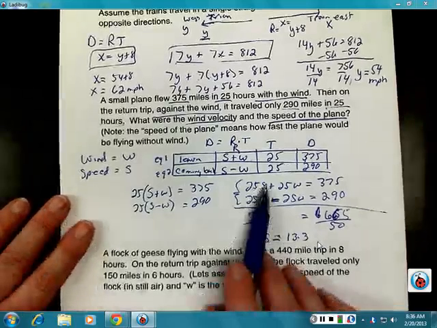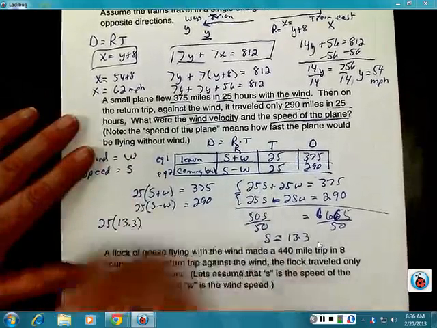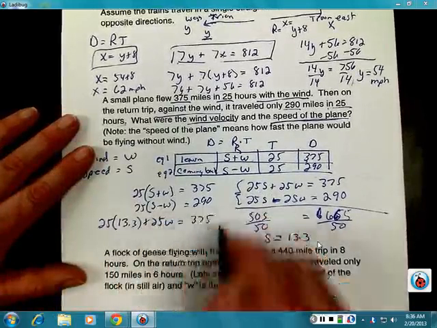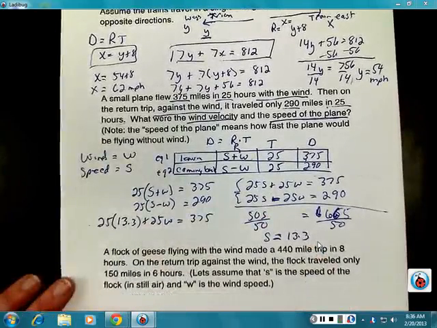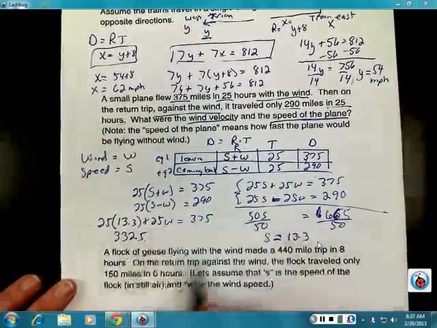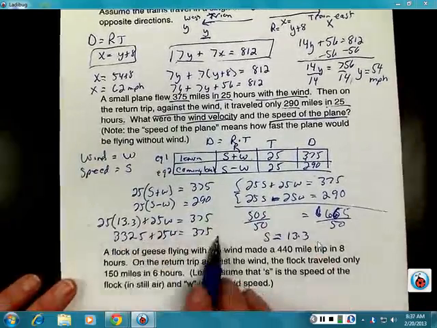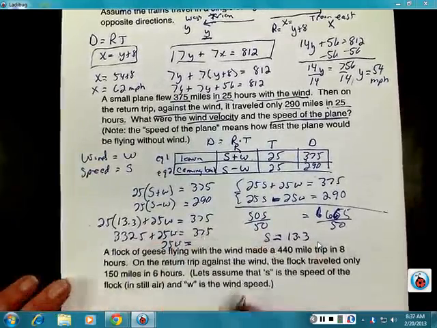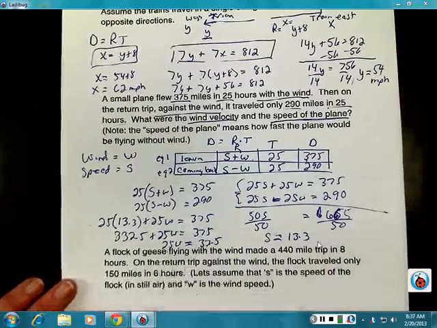And so if I plug that back in here, I'm going to have 25 times 13.3 plus 25W is equal to 375. So 25 times 13.3. What was it? 332.5 plus 25W equals 375 minus 332.5. So take that away from 375, and what do I get? 42.5.